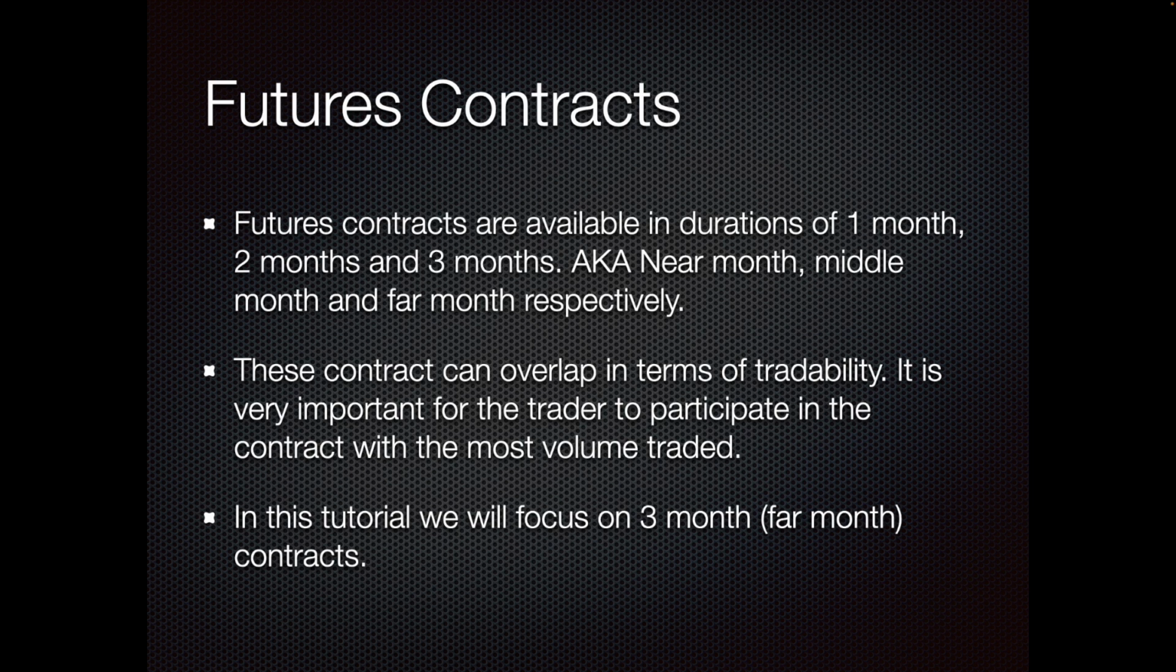All right. So they are available in durations of 1, 2, and 3 months, also known as near month, middle month, and far month, respectively. So we're going to be focusing on far month contracts, 3-month contracts. These contracts can overlap in terms of tradability. So you can be trading, for example, the contract that is expiring at the end of March. We can start trading the next contract before it expires.